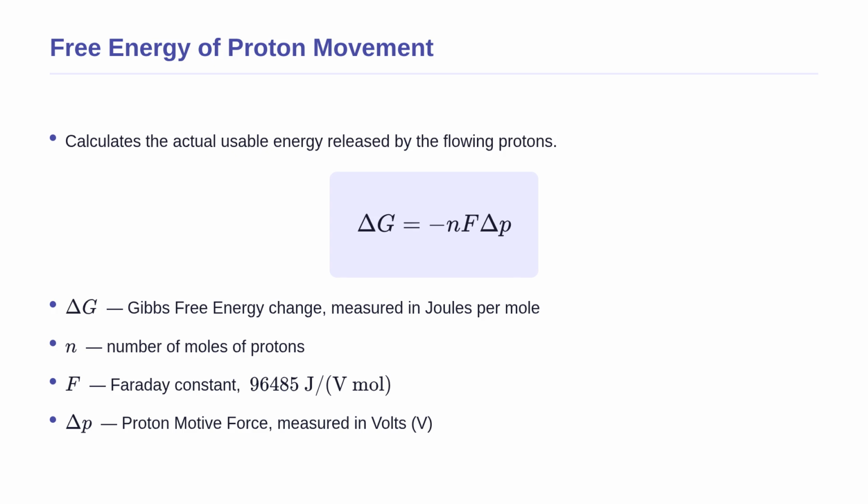The variable N is the number of moles of protons. F is the Faraday constant, which is a fixed value of 96,485 joules per volt per mole. And delta P is our proton motive force, but it must be converted to volts. If the proton motive force increases, the amount of energy released increases proportionally.